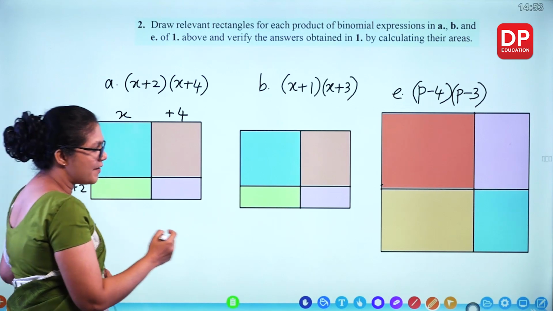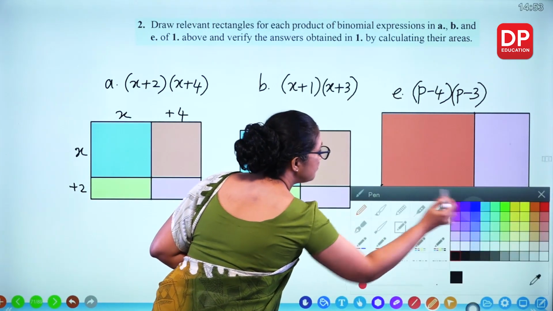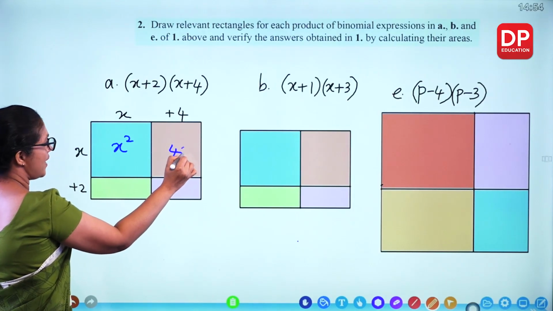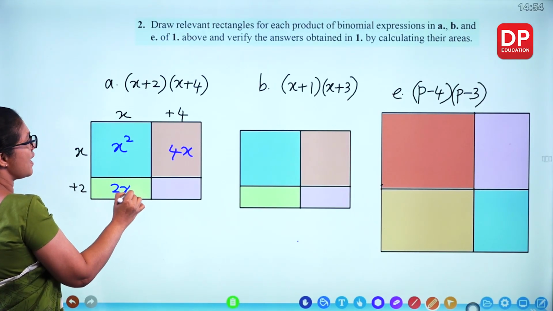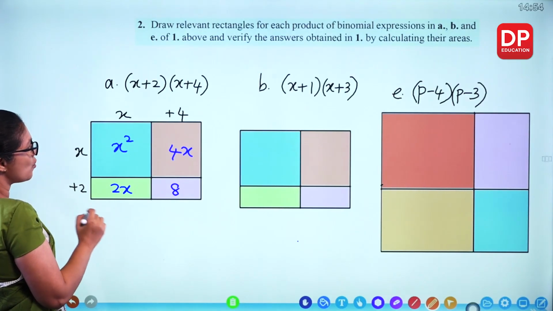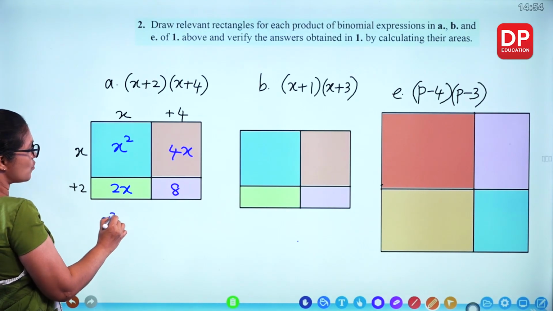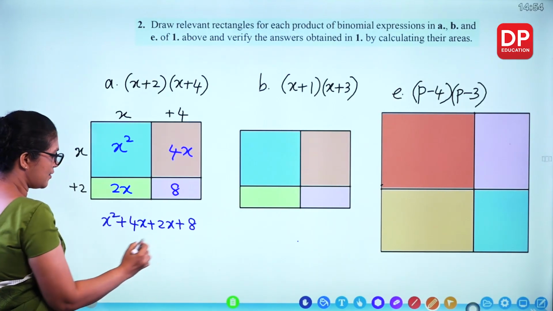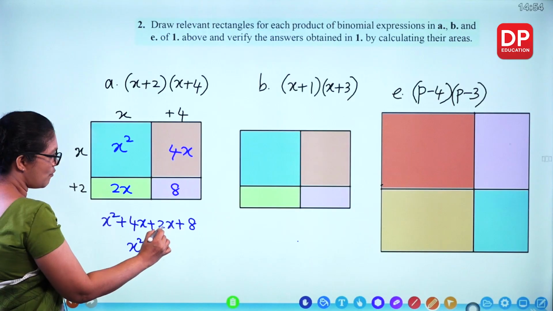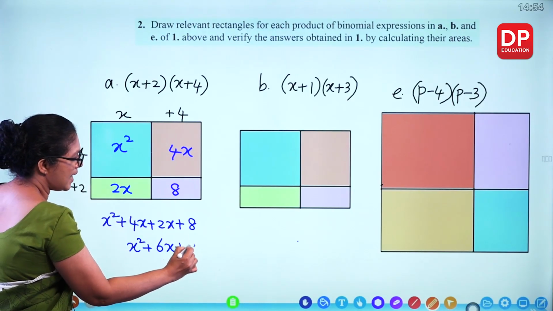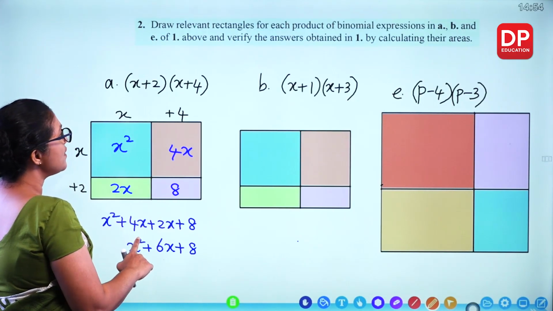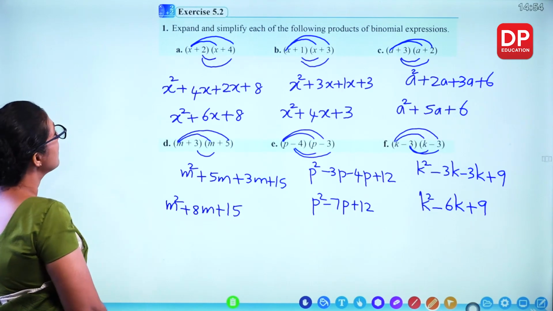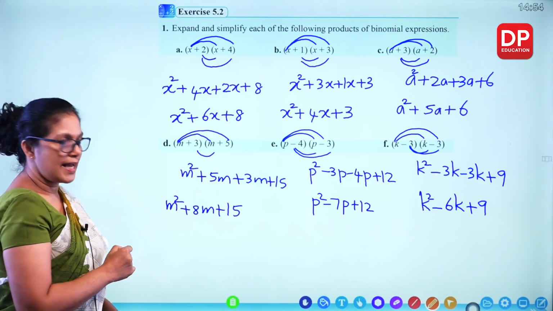Now we'll find out the areas inside. X into x, x squared. 4 times x, 4x. 2 times x, 2x. And 2 times 4, 8. So what's the total area of the rectangle? X squared plus 4x plus 2x plus 8. So when you add it, you get 4 plus 2, 6x plus 8. So we'll see whether you got the same answer before. X squared plus 6x plus 8.